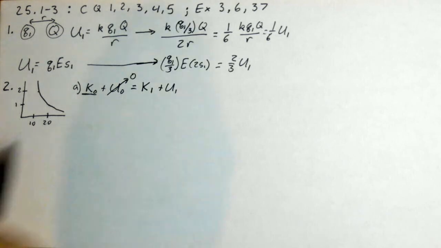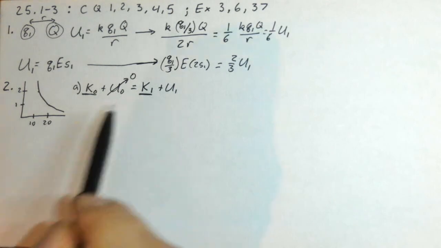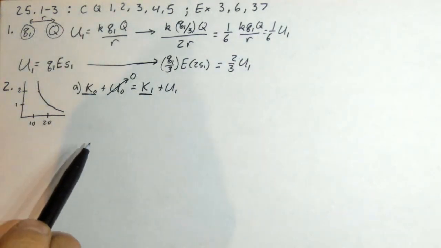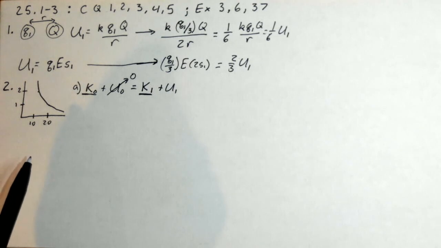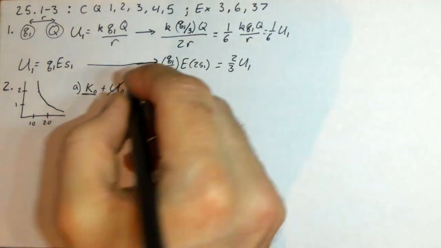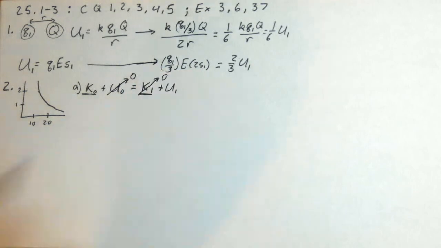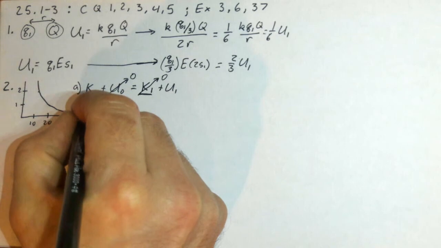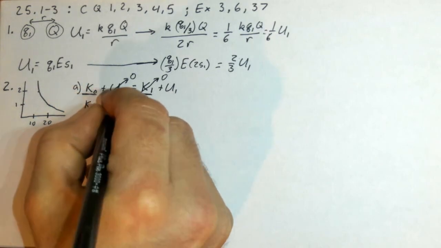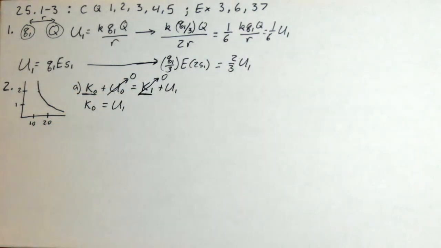Okay. What does that mean about K1? What is your final kinetic energy if you reach a turning point at 10 femtometers? That should be 0. So in this case, our final kinetic energy is 0 because we reached a turning point and stopped. Okay, well that makes this easy. That means our initial kinetic energy is simply equal to our final potential energy.